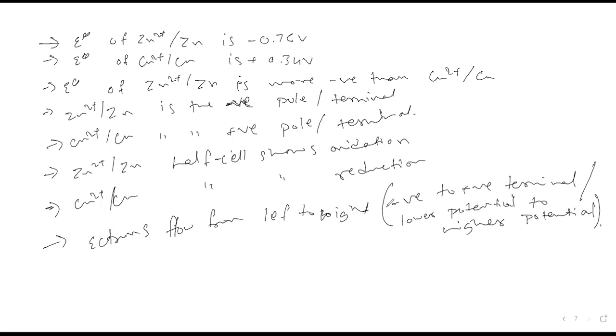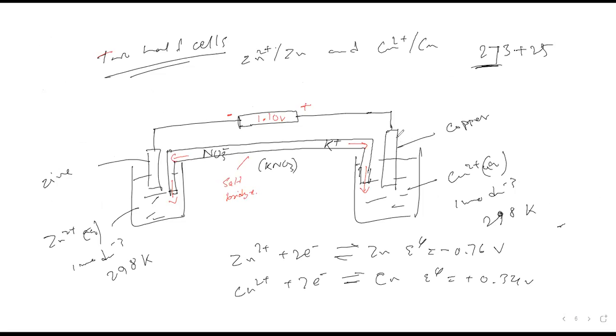You just need to write any one of these three, either right, left to right. In this case, if I had drawn copper on the left side and zinc on the right side, the situation would have been reversed. This would have become positive, this would have become negative. In that situation, the electron will flow in which direction? Negative to positive, which means from right to left. But in this case, since negative is on the left and positive is on the right, it is left to right.